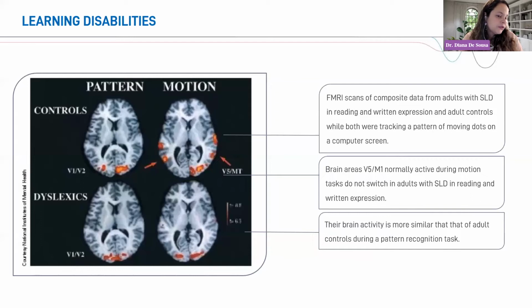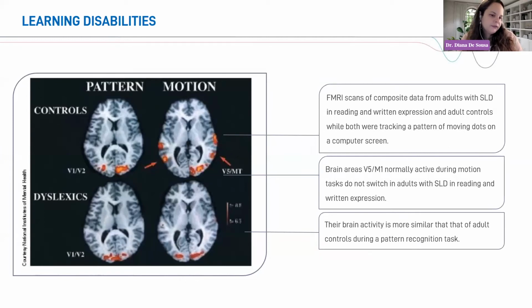So V1 is referring to the part of the occipital lobe, and M1 is part of the neurons within the occipital lobe that are responsible for detecting movement. And you can see that in the person with a learning disability, the V5 and M1 don't shift. So it's almost as if they're still static, or as I said earlier, they might still be stuck and they might take a bit longer to be able to actually become activated.